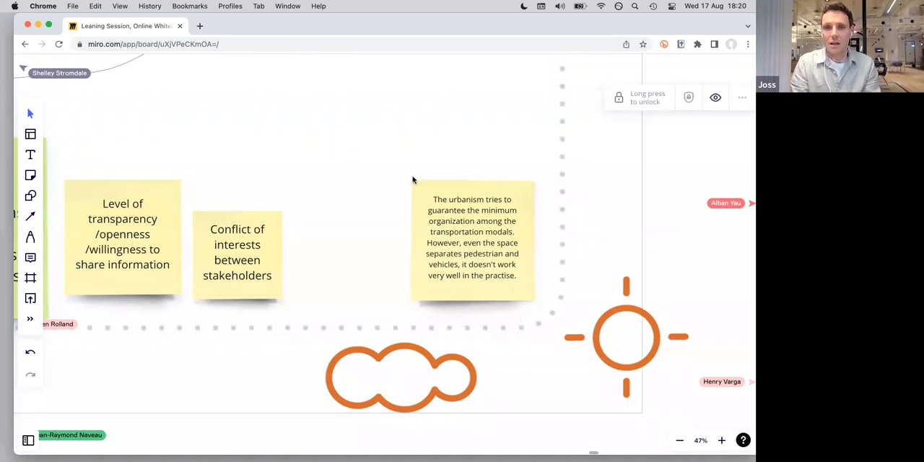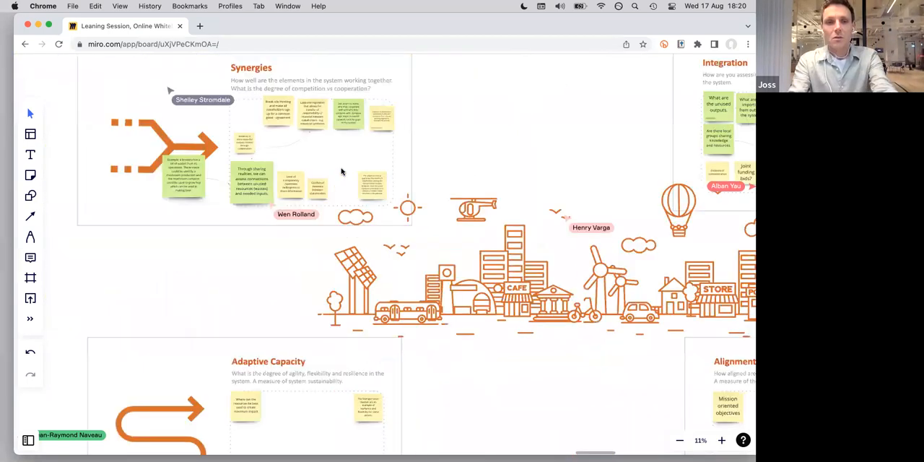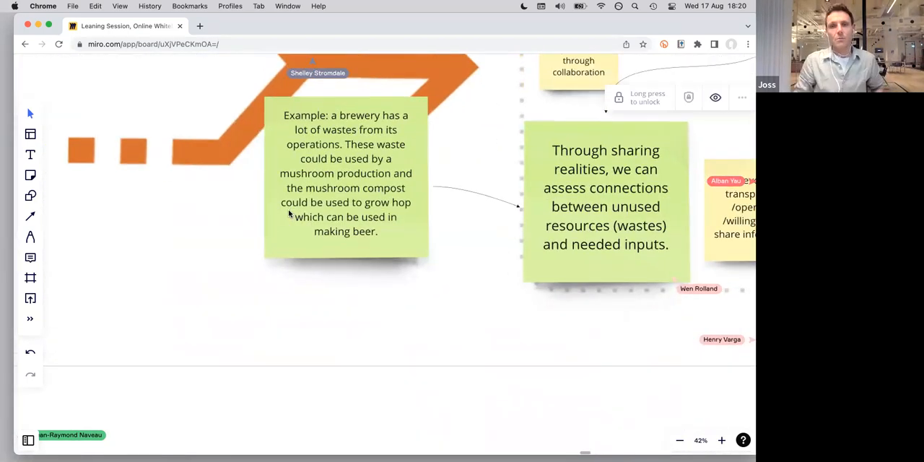So looking at that, the urbanism tries to guarantee the minimum organization amongst the transportation modals. However, even the space separates pedestrians and vehicles, it doesn't work very well in practice. Yep. Our cities are full of kind of negative synergies like noise pollution or, you know, tarmac where water hits it and it doesn't get used properly and it starts flooding and so forth. Plenty of those.